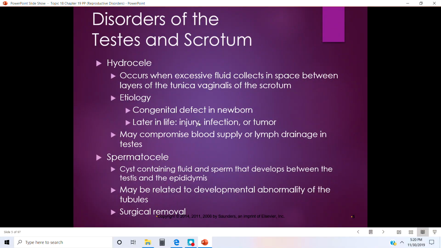Now, this may itself be related to some type of developmental abnormality of the tubules, right? But again, it would have to happen after puberty, right? The boys can't make sperm until after puberty. And this would also have to be surgically removed.